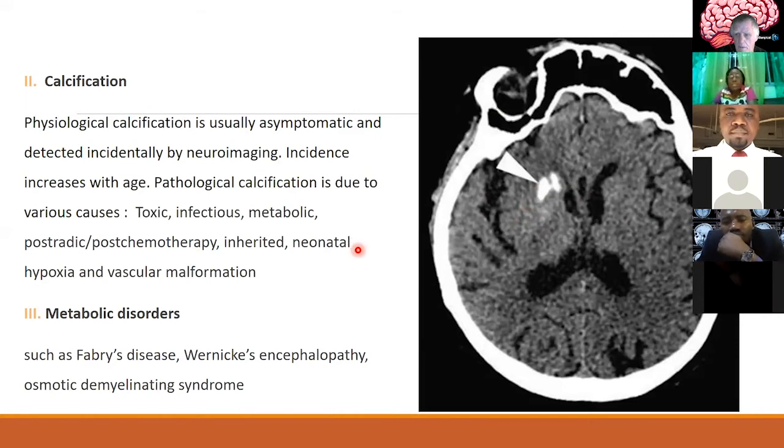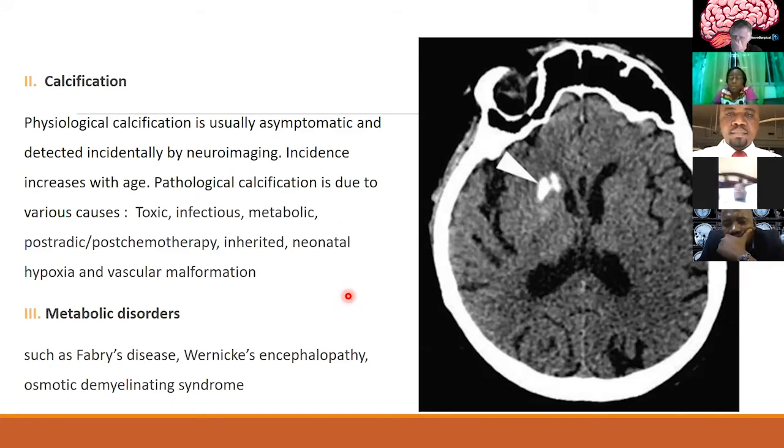Pathological calcification could be due to various causes such as toxins, that is carbon monoxide, infectious diseases such as HIV, cytomegalovirus, and toxoplasmosis, and metabolic disorders such as a disorder in calcium metabolism. It could be post-radiation or post-chemotherapy. It can be inherited, or due to neonatal hypoxia or vascular malformation. On this axial section of a CT scan, we can see an anterior calcification of the thalamus.